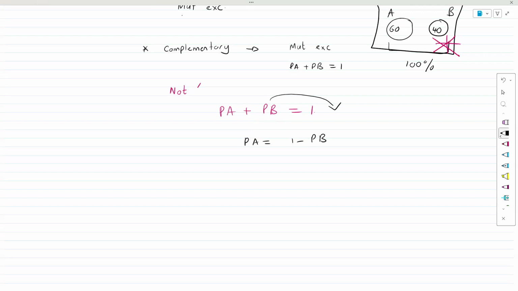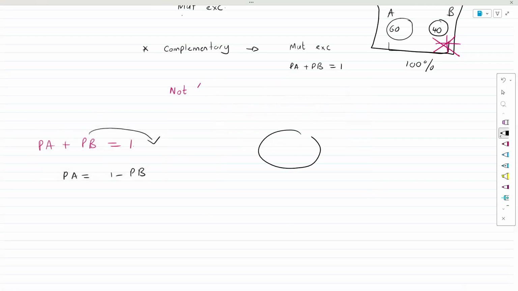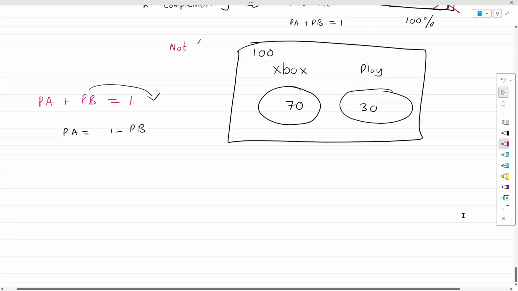But let's go with the not sign. Let me show you guys what not means, because I don't want to confuse you guys. Let's take a basket. And in this basket, we have, I don't know, people that like Xbox, which is 70. People that like PlayStation, which is 30. All together, sorry guys, all together, this is 100%. This is 100. And that's all there is. Now, these people don't like both for some reason. The people we interviewed, they only like one.